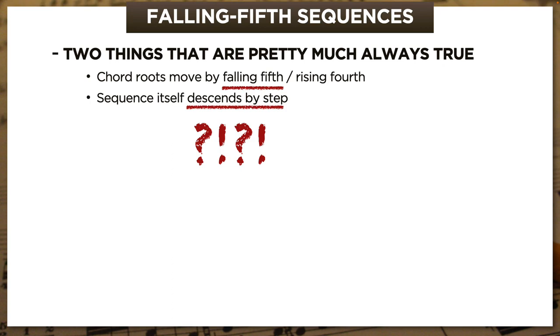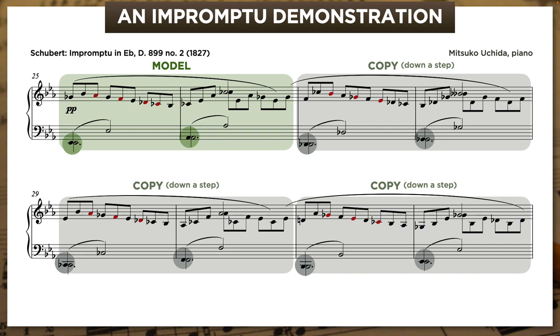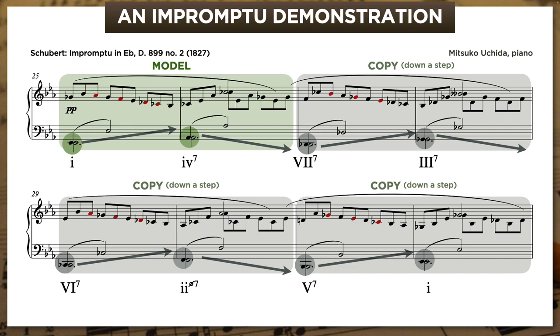The thing this student needs to remember is that the model, like all the copies, contains 2 chords. So there's a falling fifth motion within each model and copy, and between each model and copy. In other words, the chord roots move twice as fast as the sequence itself. And we can see from Schubert that if your roots fall by fifth twice, you end up a step below where you started.